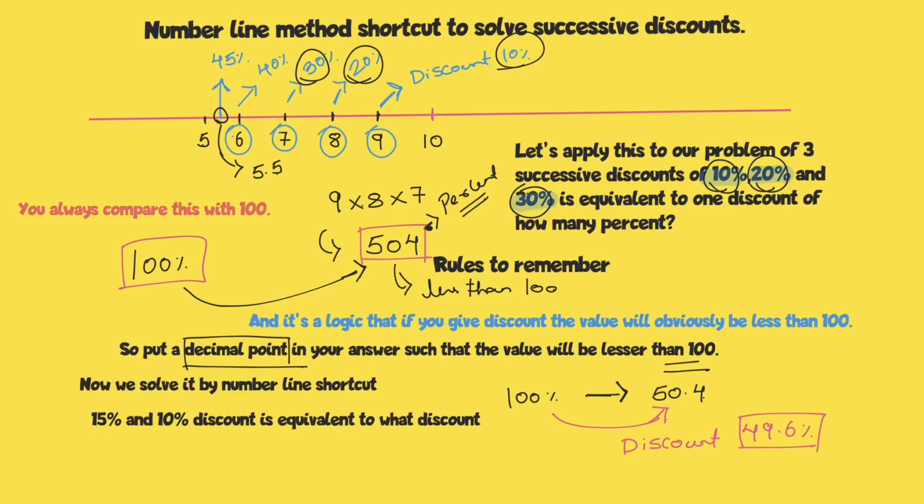Now let's apply this to various discount values that could be given to us. 15% and 10% discount is equivalent to one discount of how many percent? That is my question. So I'll solve this by number line. Now put anything, you will always get your answer.